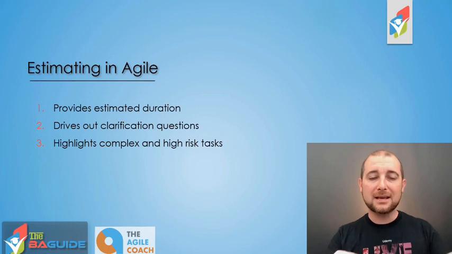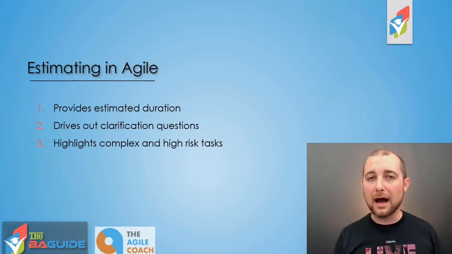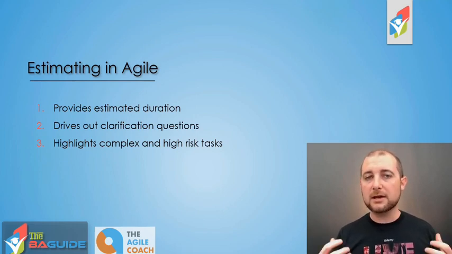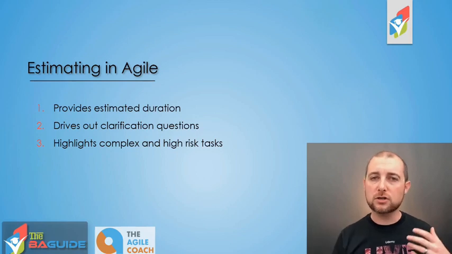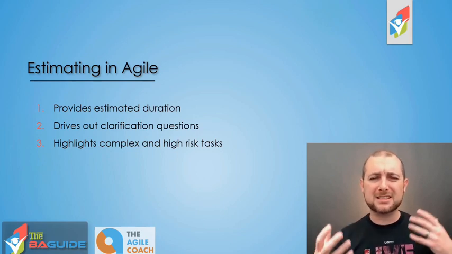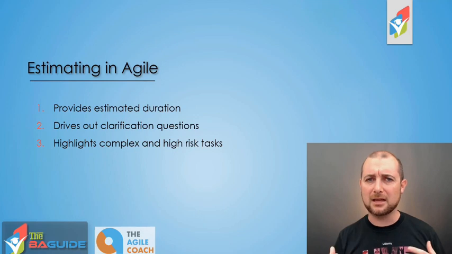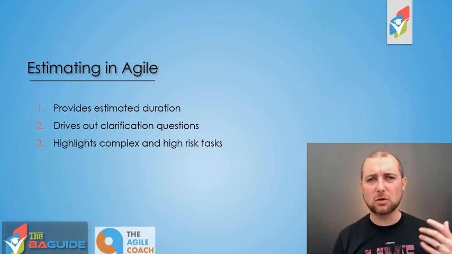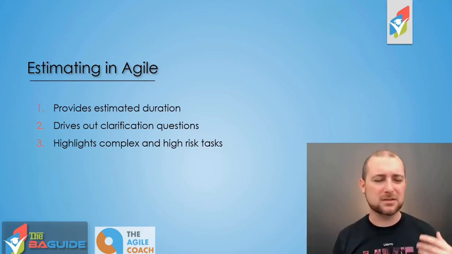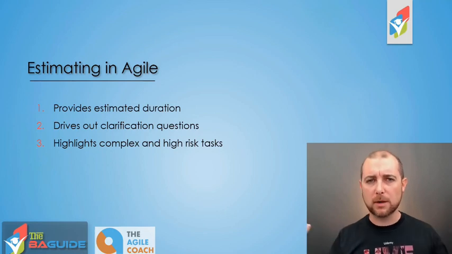Number 3 is it highlights complex or high-risk tasks. As you're working in projects more and more, you get a sense of how long things take. And when you're writing your user stories, your features, you have an idea if this is a small, a medium, or a large type of task.